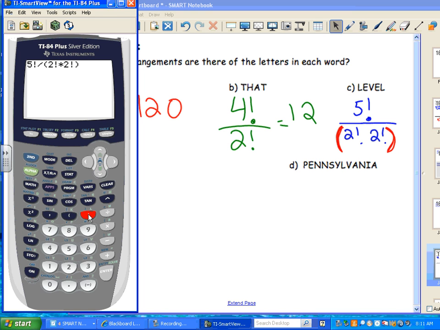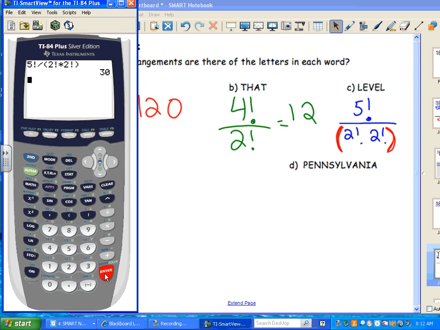Ben? Divided by, not 24. What's 2 factorial times 2 factorial? No. Did you just listen to what I just said? 2 factorial times 2 factorial is not 4 factorial. So here's why. 4 factorial is 24. 2 factorial is 2. So 2 times 2 is 4. They are not equal. So you could do 120 divided by 4. Okay? Anyone else? Questions? Okay, hit enter.